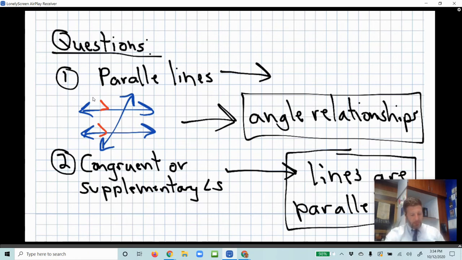And so that's what we have here. If we know the lines are parallel, then I can know the different angle relationships. Or if I know the angle relationship exists, then that means, therefore, the lines are parallel. So that's what 3.3 is all about. Nothing new, but looking at it from the other direction, Q to P. All right.